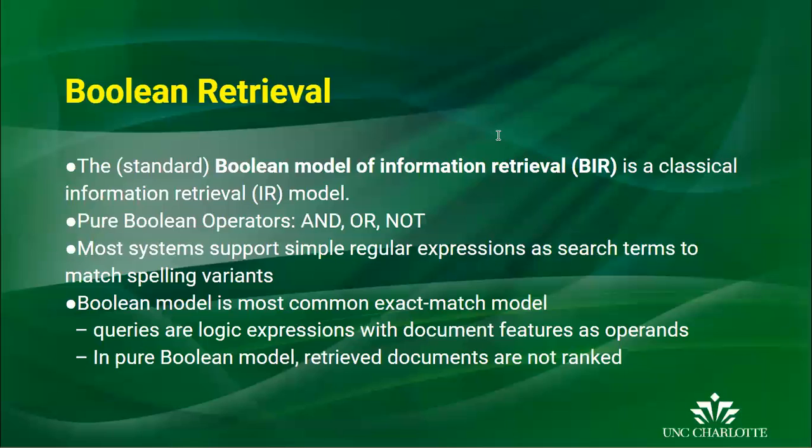The Boolean model is arguably the simplest model to base an information retrieval system on. There are three pure Boolean operators: AND, OR, and NOT. Most systems support simple regular expressions as search terms, and the search engine returns all the documents that satisfy the Boolean expression.